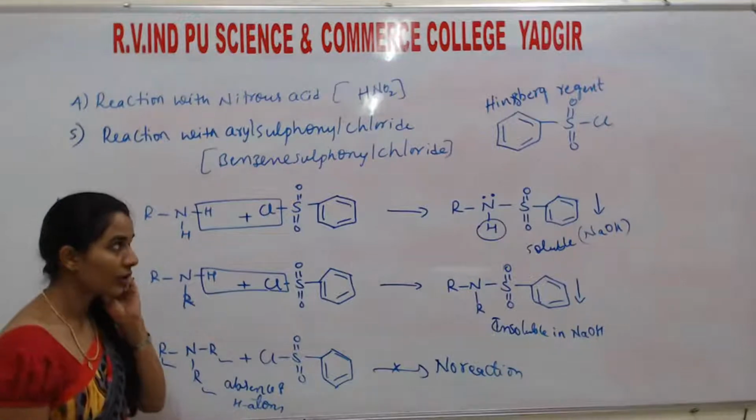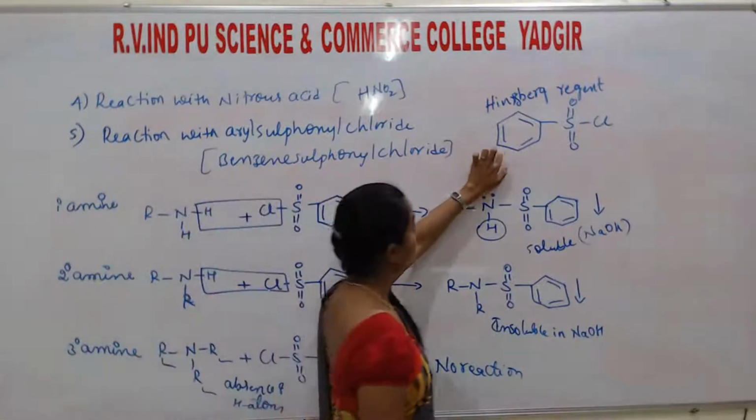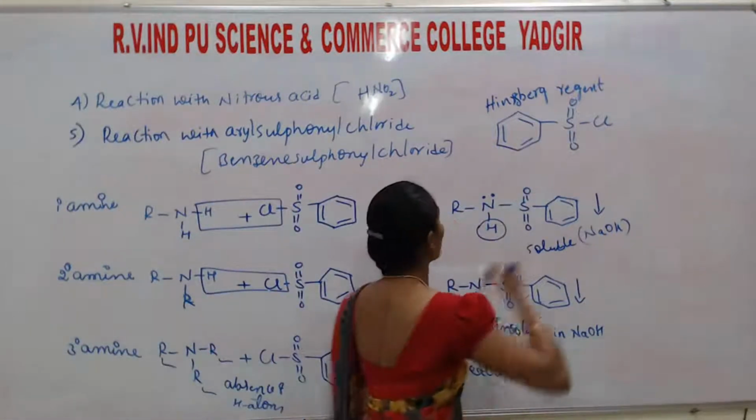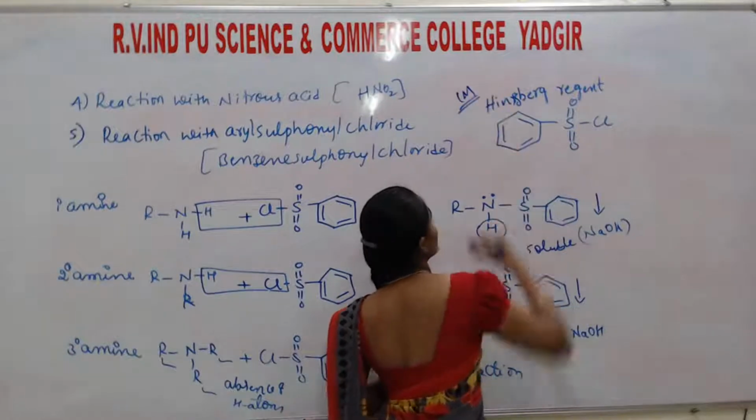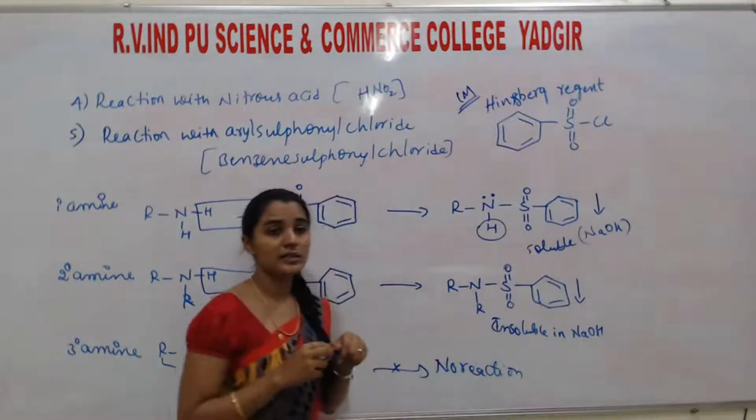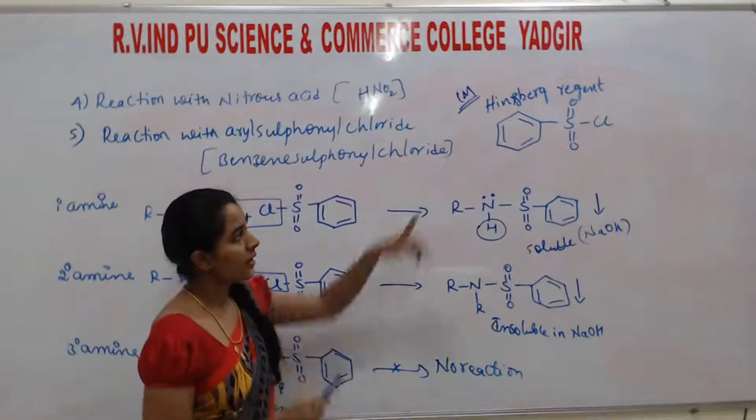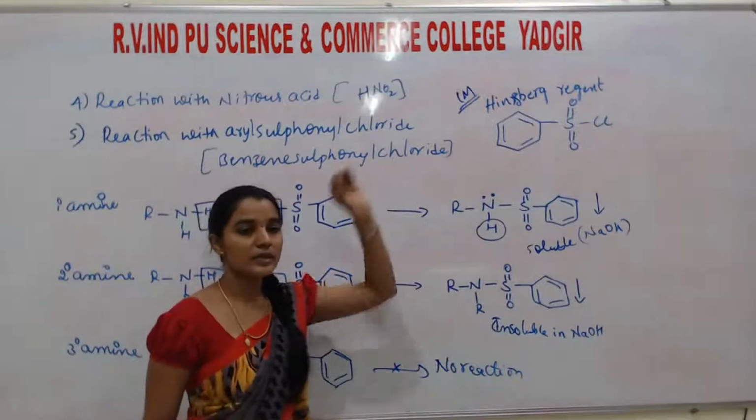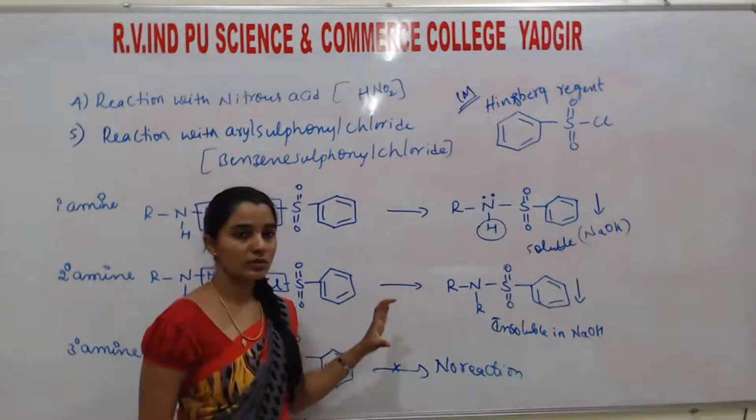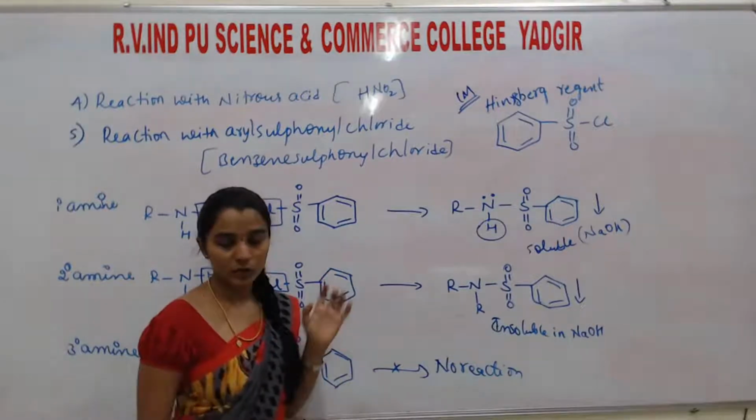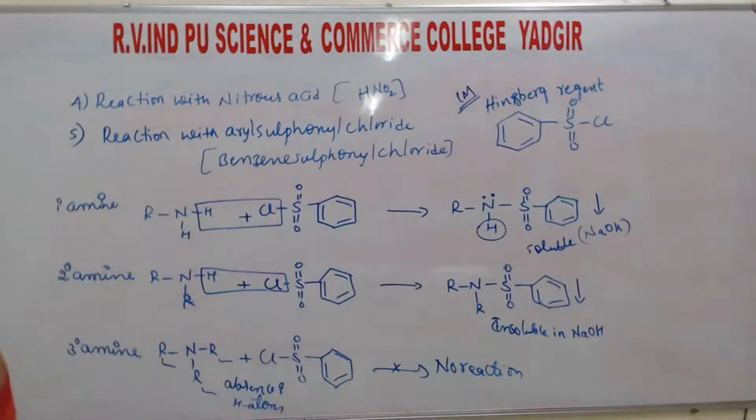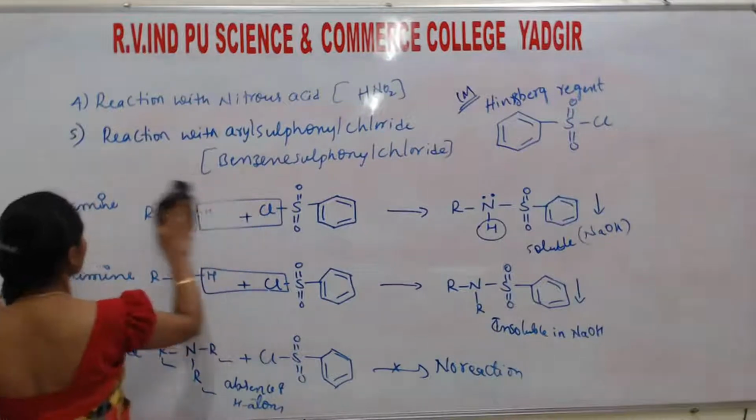This is very important for 1 mark, and the structure of Hinsberg reagent is also important for 1 mark. What is Hinsberg reagent and what is the use of that Hinsberg reagent? Hinsberg reagent means benzene sulfonyl chloride. What is its use? It is used to distinguish between the amines. Okay. So there is a distinguishing test for that, students. How we have to write?